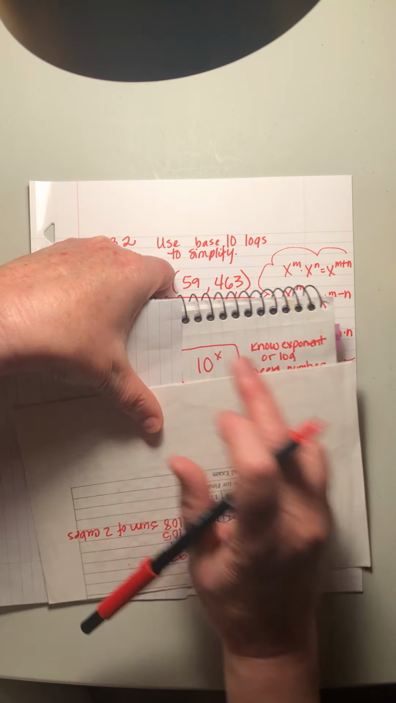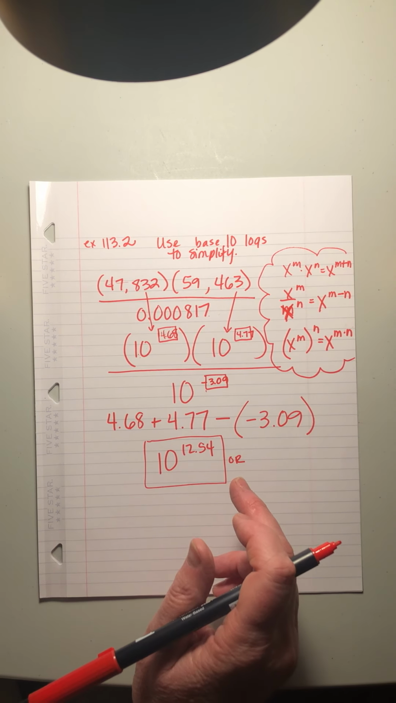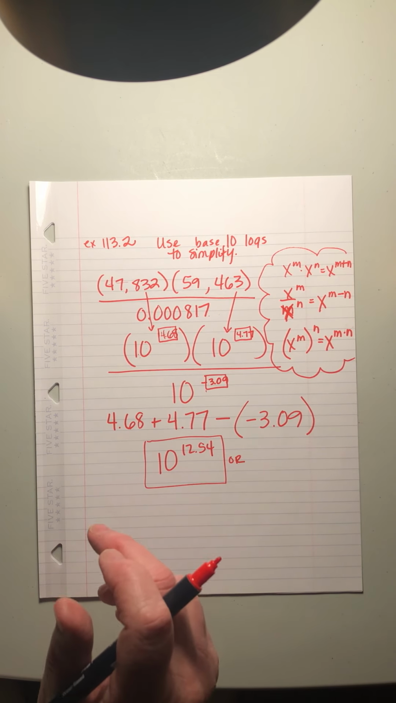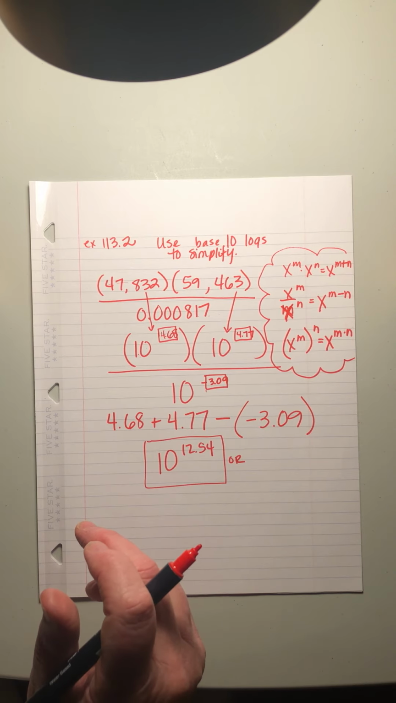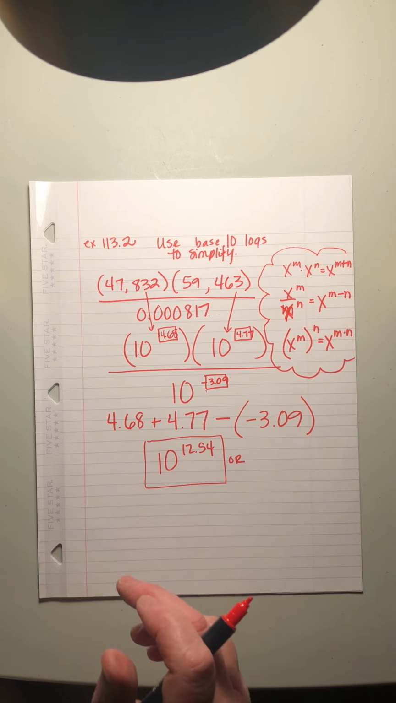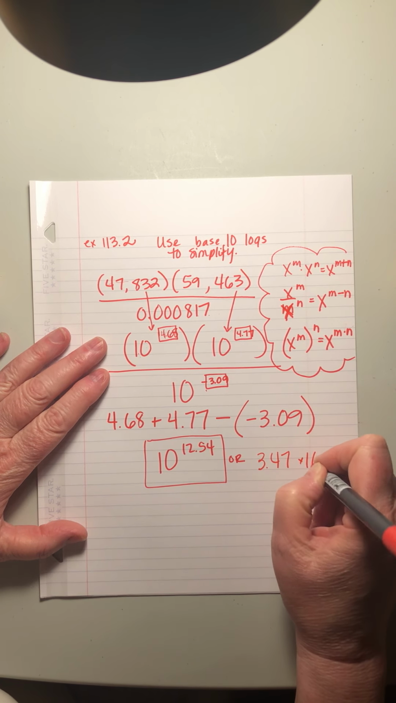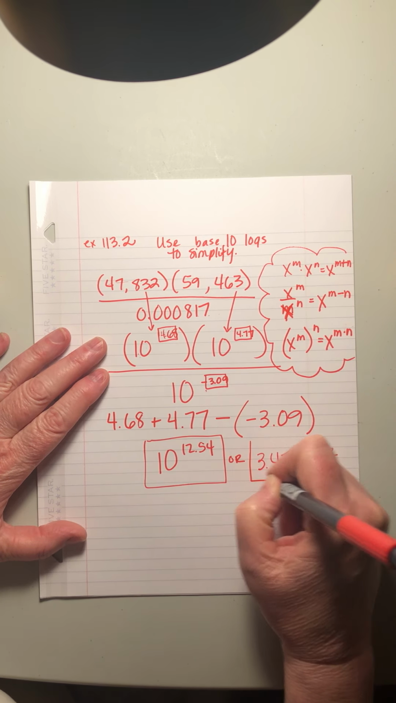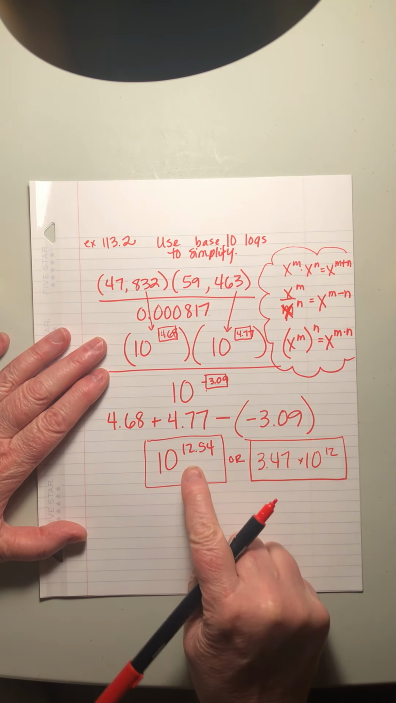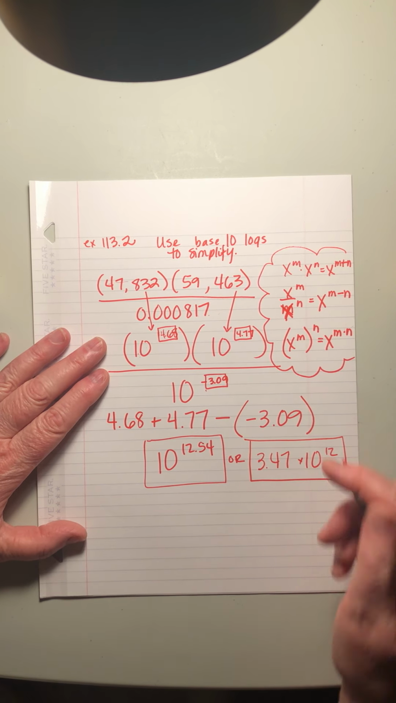I hit that button, and the answer that I get is 3.47 times 10 to the 12th. Now, sometimes this will freak a calculator out, so that's why I don't mind that. But this is the best answer.